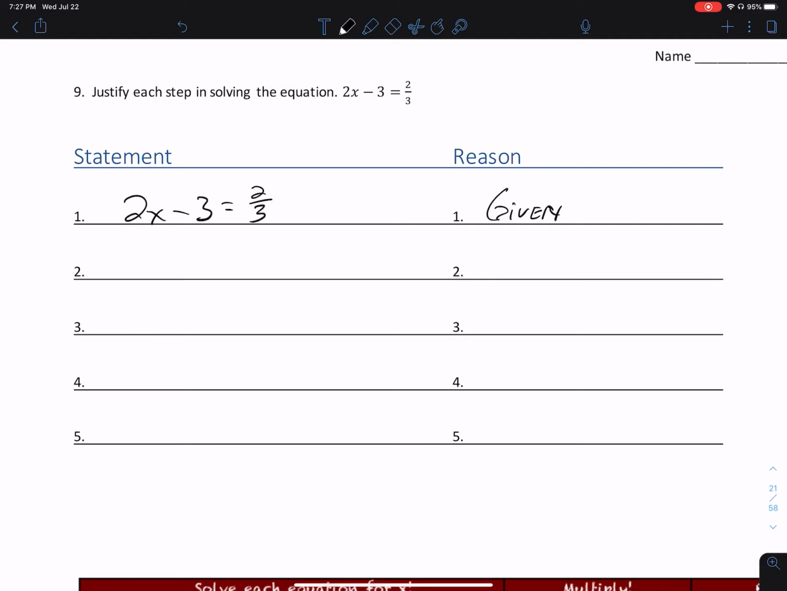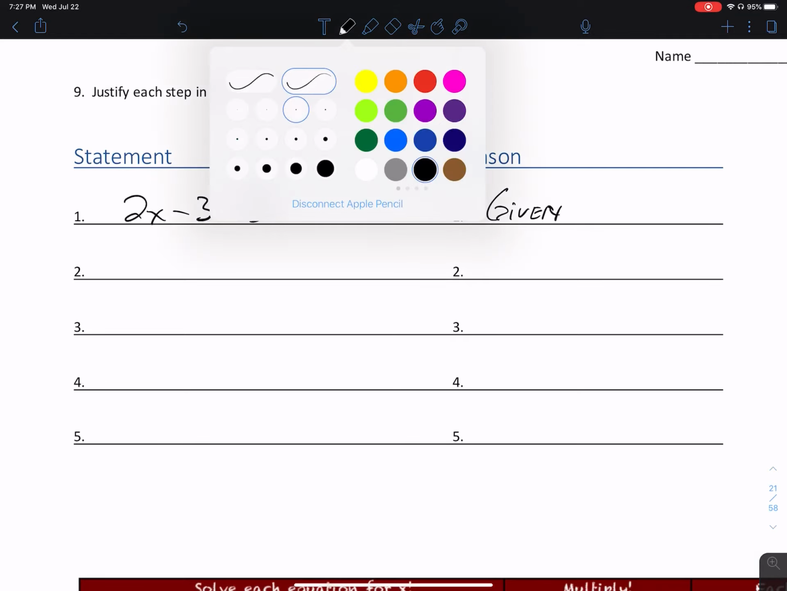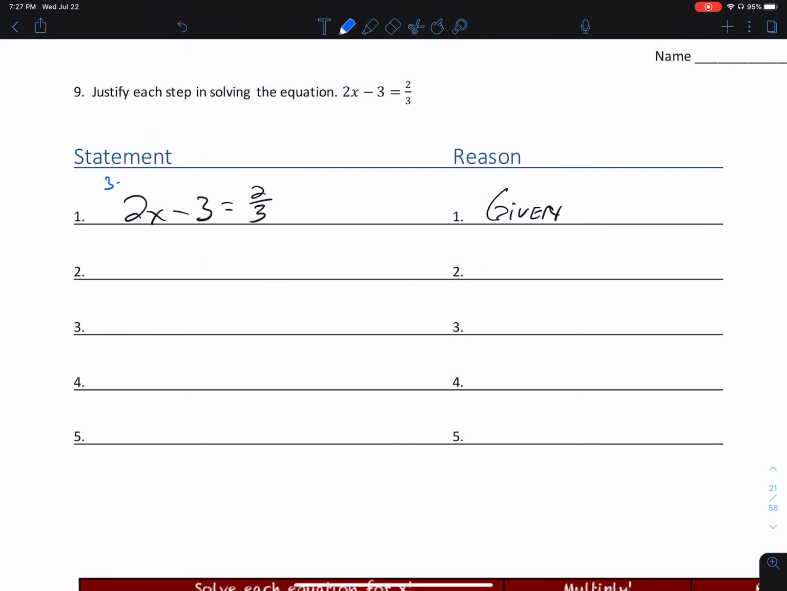Using rules of algebra, we want to get x by itself. I personally like to get rid of my fraction right away, so I'm going to multiply each term by 3. That's going to give me 6x minus 9 equals 2. Well, who says I can do that? The multiplication property of equality says I can do that, and this is for real numbers.